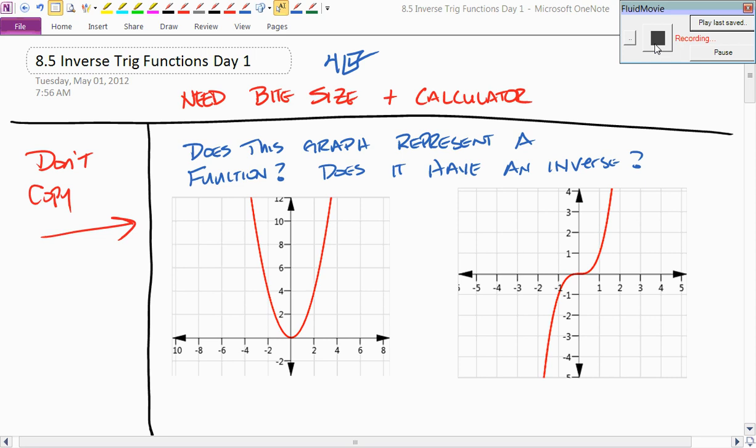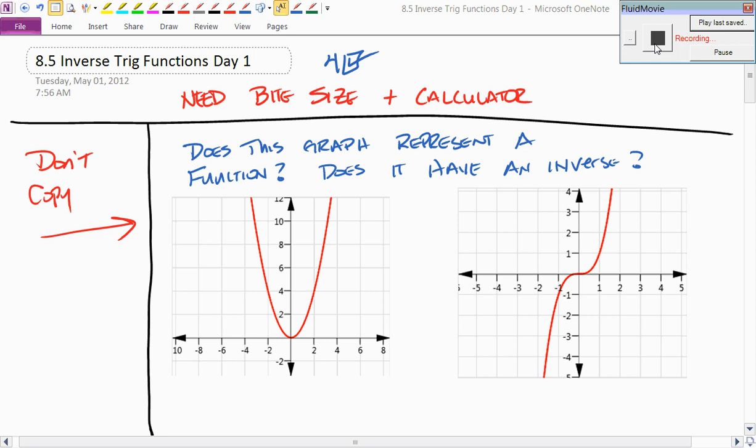Does the graph represent a function? Let's go to this one first. Give me a thumbs up if it does, thumbs down if it does not, thumbs sideways if you have no idea. Go. What was the question? The first one. Does it represent a function? Thumbs up, thumbs down, thumbs sideways. Okay, good. I see some up and I see some sideways.